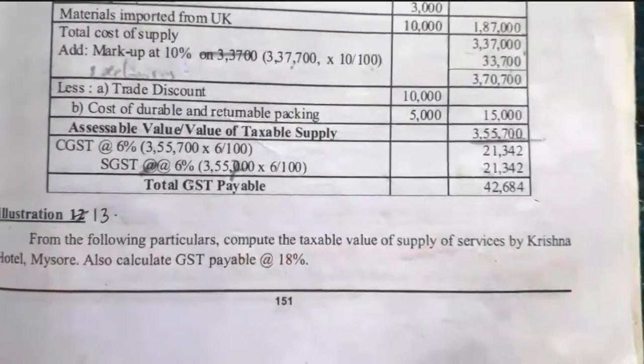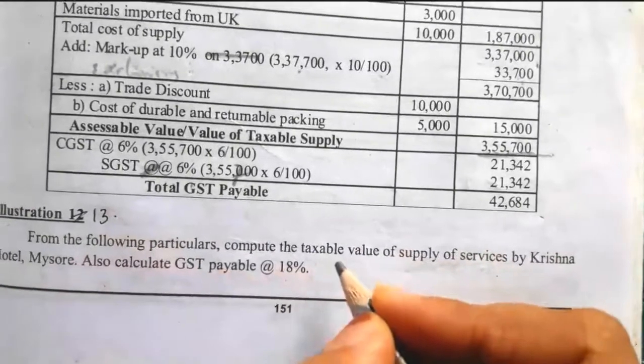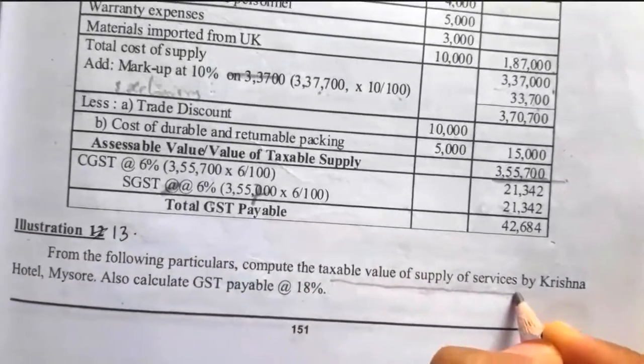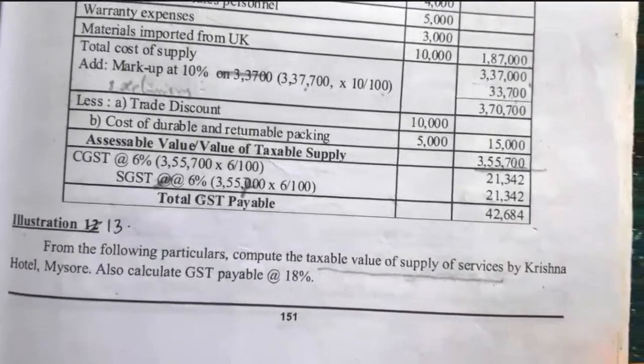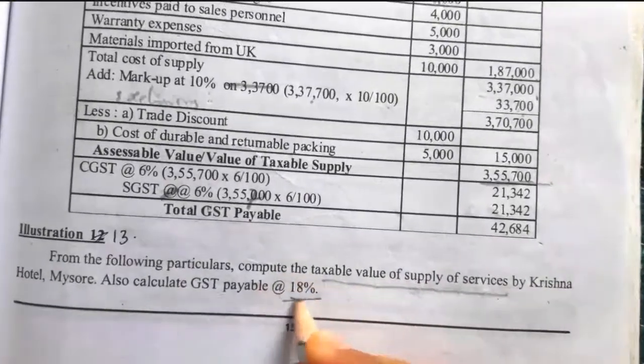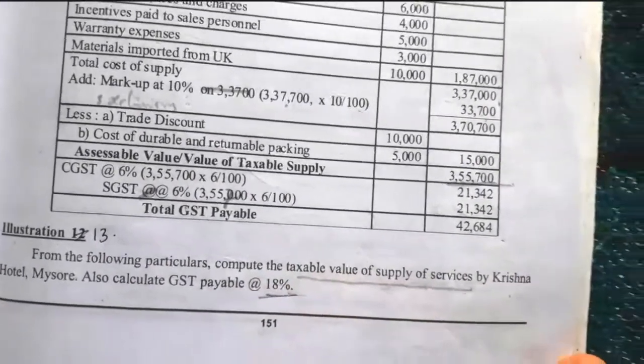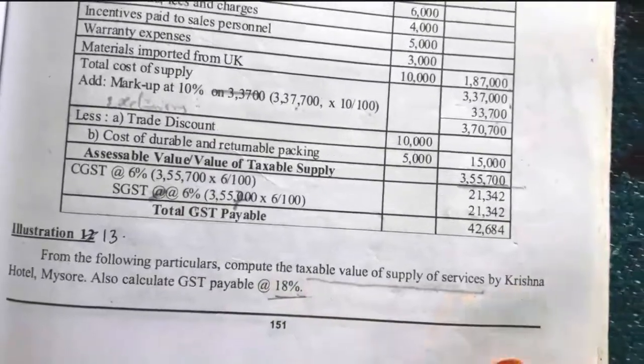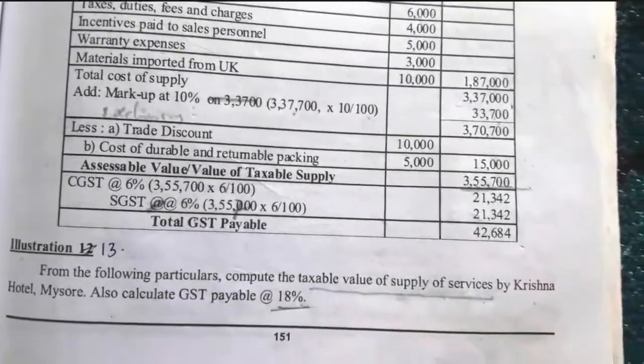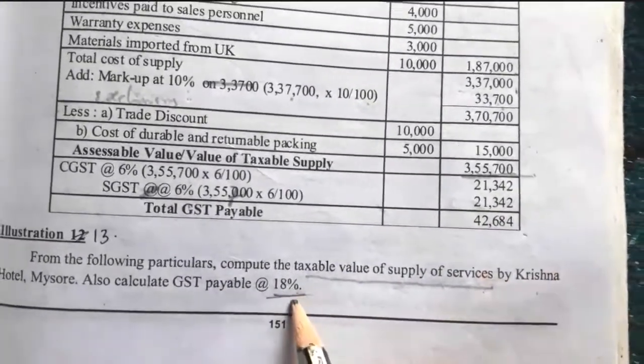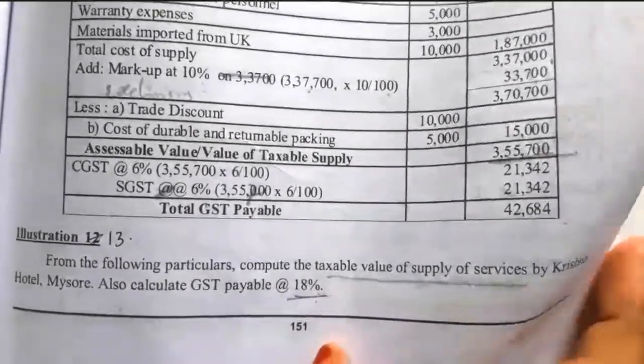So here from the following particulars we have to compute the taxable value of supply of services for the Krishna Hotel, Mysore. The applicable GST rate is 18% for the total value of services. It is applicable on the total value of services. For each service there is no separate tax rate. We have to calculate the 18% on the total value of services.